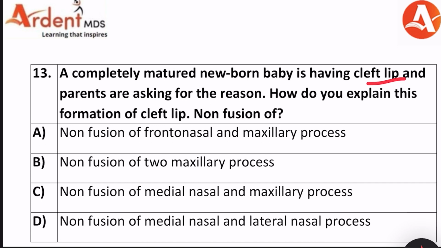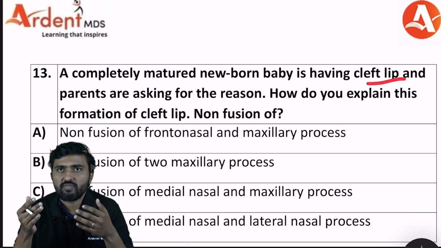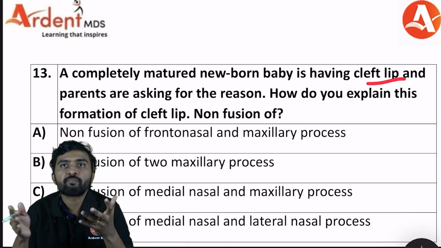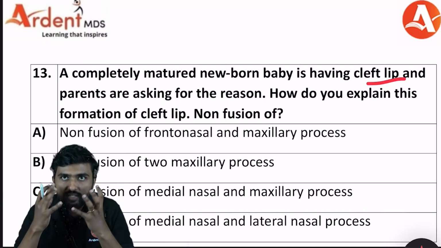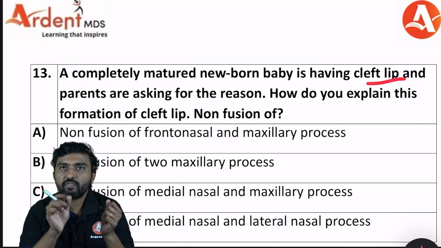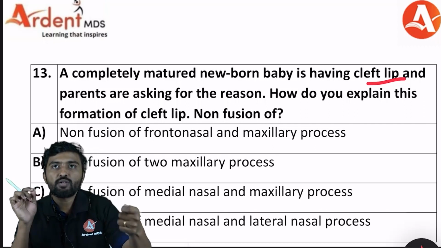If there is a cleft, there should be a problem in the fusion of the facial prominences. We have a lot of processes like the frontonasal process, and the medial and lateral nasal processes. Everything will fuse at the designated point of time to have a proper shape. If there is any non-fusion, there comes a problem of cleft.